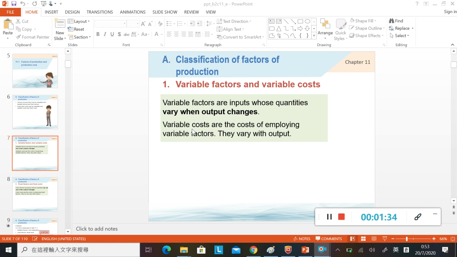OK，咁 variable cost 就係你攞嚟買 employ variable factors 嘅 cost 啦。Okay, variable costs are the costs you need to pay to employ the variable factors. Okay, they also vary with outputs. Okay, when the output increase, the variable cost would also increase.